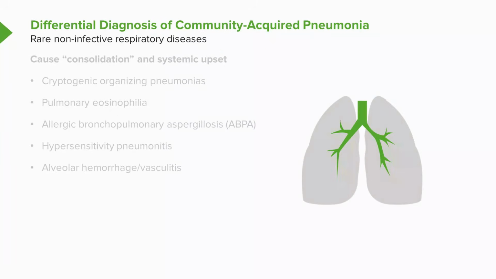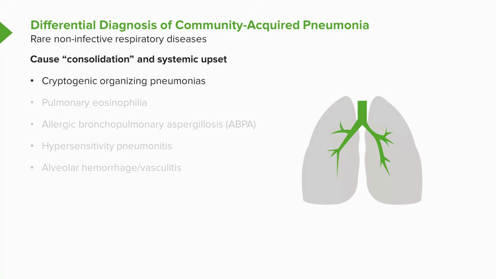In addition, there are a range of relatively unusual and rare lung conditions which cause inflammation and consolidation, or what looks like consolidation on an X-ray. And these, because they cause inflammation and systemic upset and have X-ray changes suggestive of consolidation, could easily be confused with pneumonia. Now, fortunately, they're very rare, but they do need to be considered in patients who are not improving.